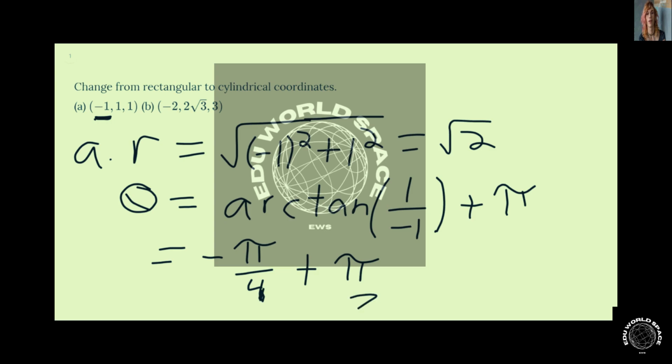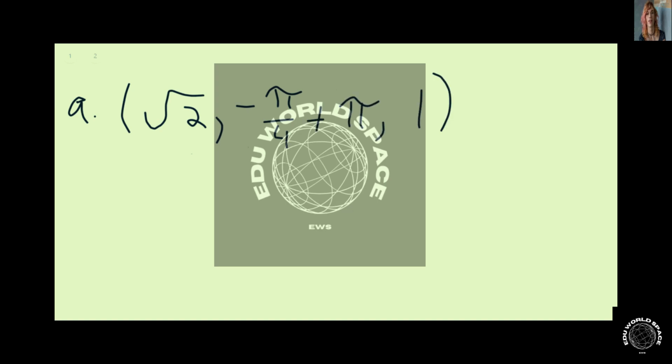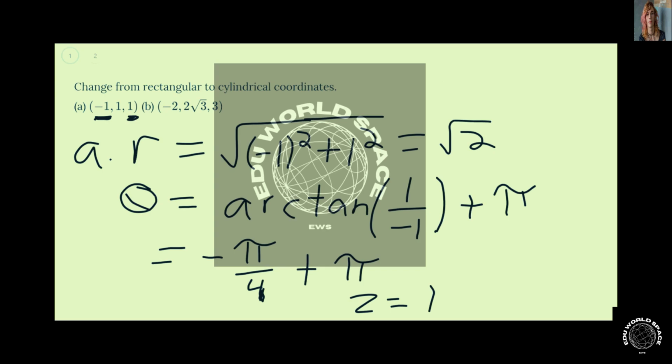And then z is just the same z we have here, 1. Okay, so for part A, we have square root of 2, minus pi over 4 plus pi, and 1. And for part B, we do the same type of thing.